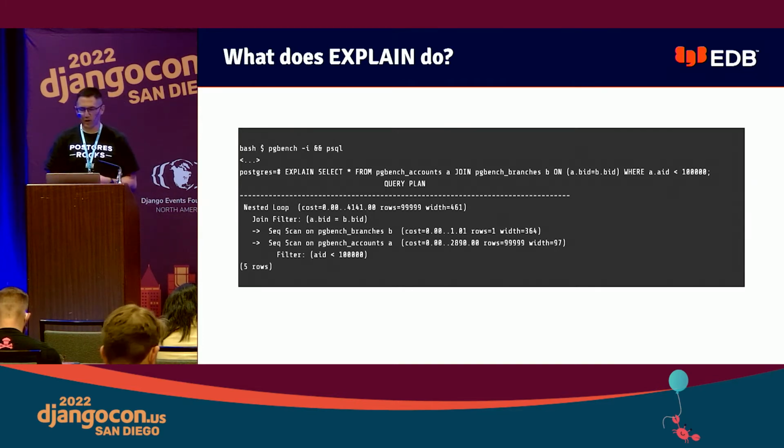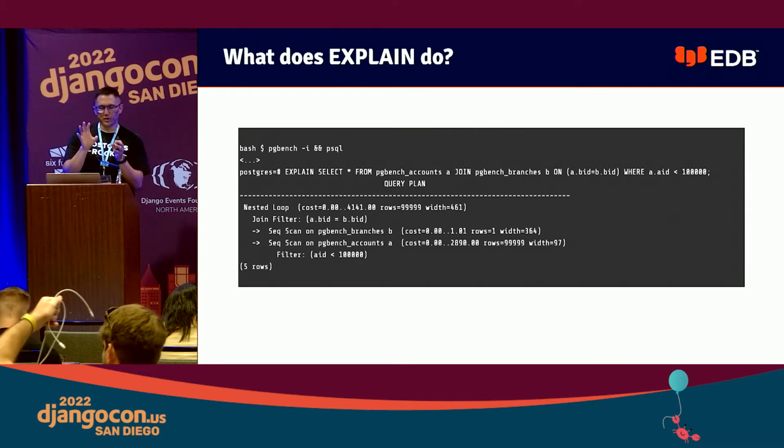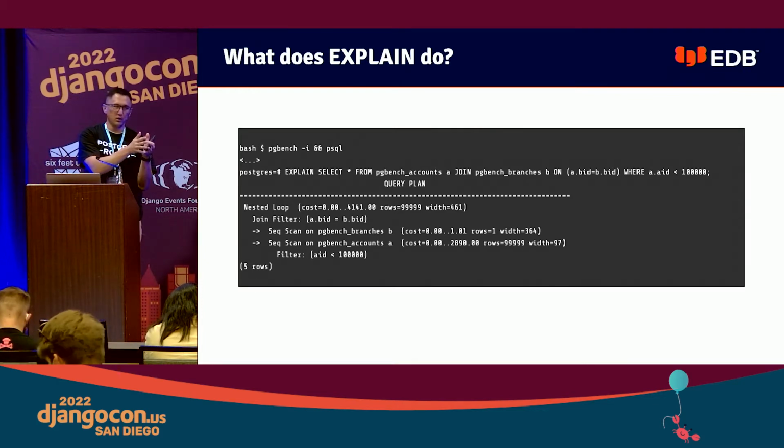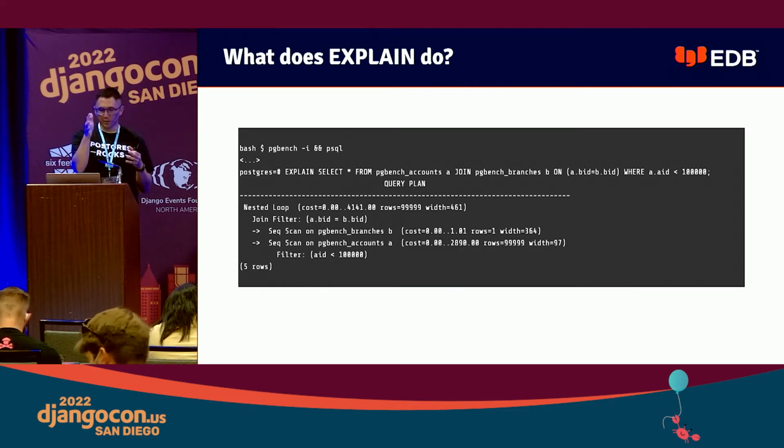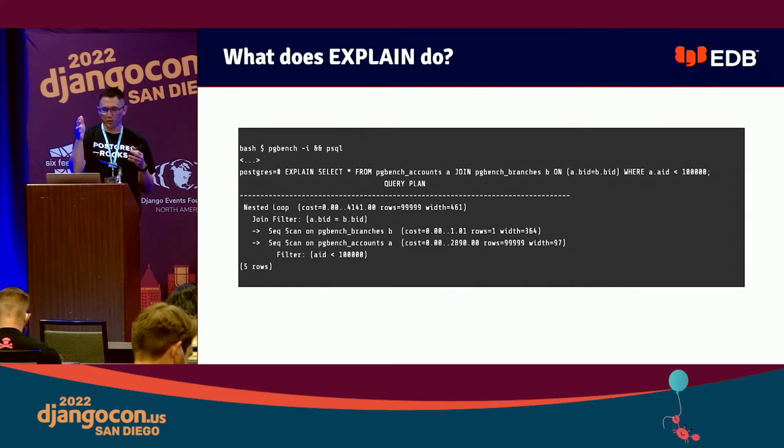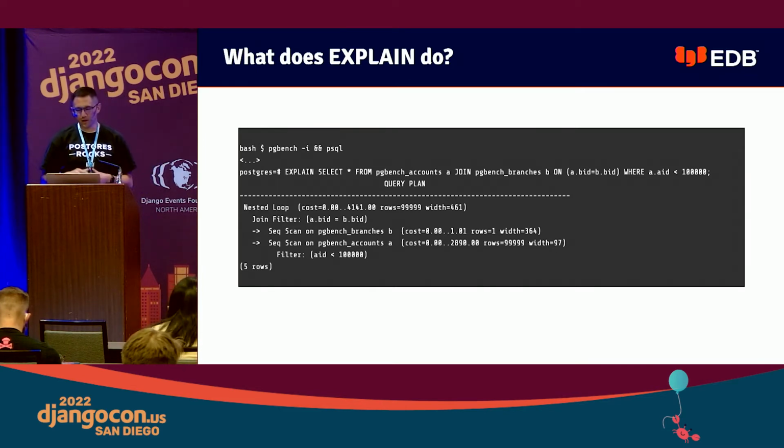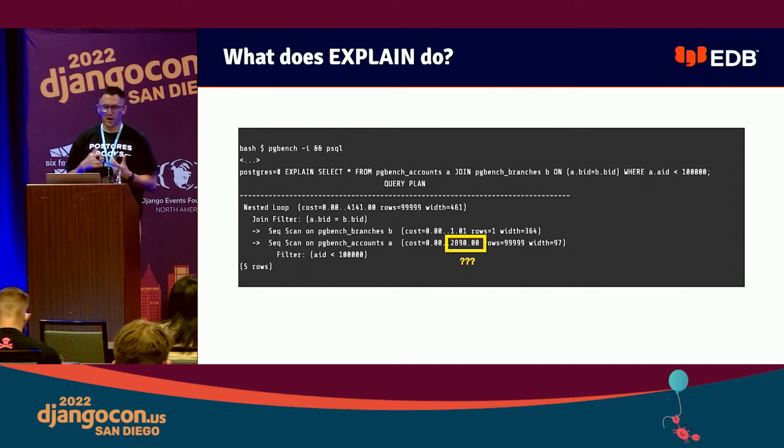So we see something like cost. You might be wondering what cost is about. Of the 2 numbers of cost, the first number you see is 0, and that's the cost to get to the first row that you want to return to the application. The second number, 4141.00, is the cost it takes to return the entire data set to the application. Now I want to zoom in on this particular number right here, which is 2890. How did a sequential scan on pgbench_accounts cost 2890?